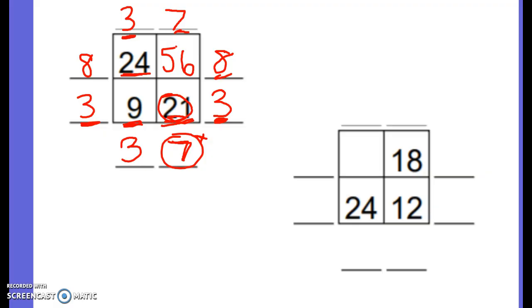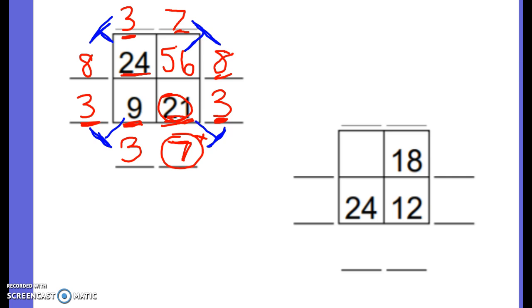Then you can go back and check and make sure everything works. So I'm going to go back and check my numbers. I'm going to do that in blue. Does 3 times 3 equal 9? Yes. Does 8 times 3 equal 24? Yes. Does 7 times 8 equal 56? Yes. And does 3 times 7 equal 21? Yes. So I am good to go on that one.